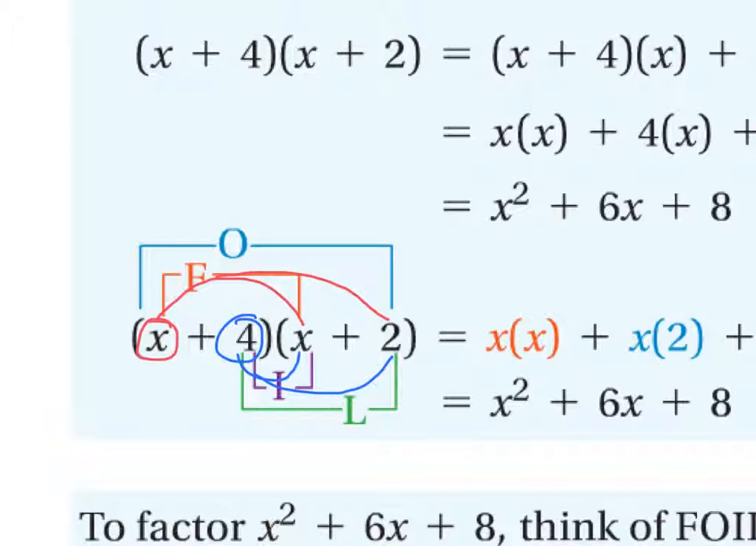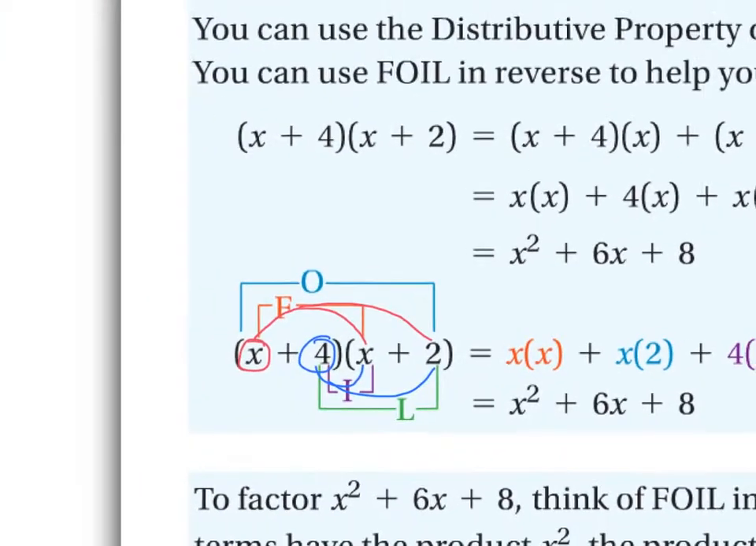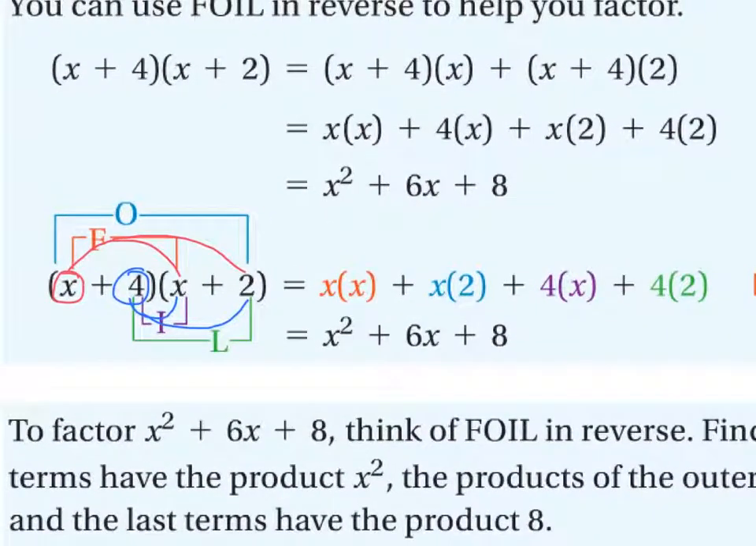When you multiply those together, you end up getting x times x plus x times 2 plus 4 times x plus 4 times 2. So this is x squared plus 2x plus 4x plus 8. Before we call that done when we're multiplying, we have to combine our like terms. We have 2x plus 4x, which is 6x.